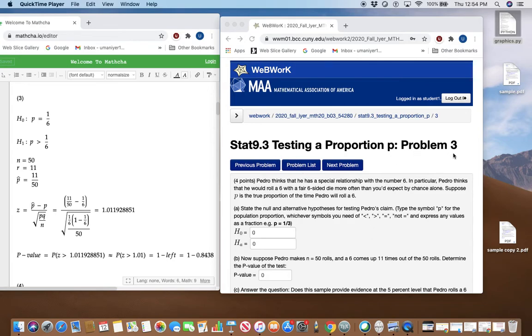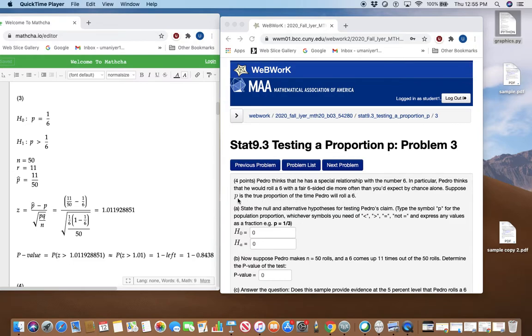Section 9.3, Problem 3. Pedro thinks that he has a special relationship with the number 6. In particular, Pedro thinks that he would roll a 6 with a fair 6-sided die more often than you would expect by chance alone. Suppose that little p is the true proportion of the time Pedro will roll a 6.